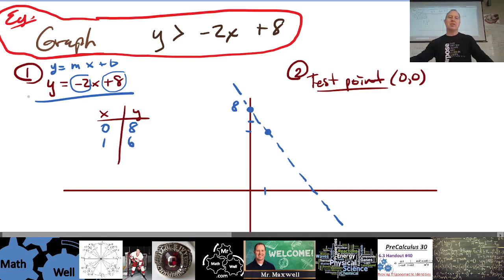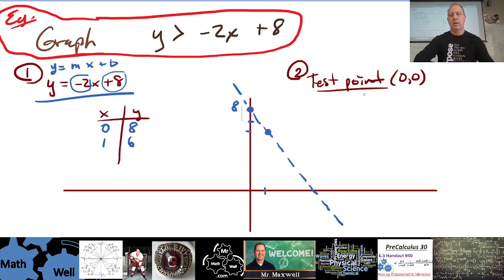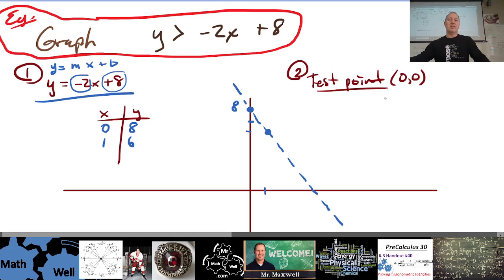All right. Now that we've got the boundary line on the graph, the second point is the easiest. So the second piece in doing this is to find out where the solution region is. It's going to be on one side of the line or the other.